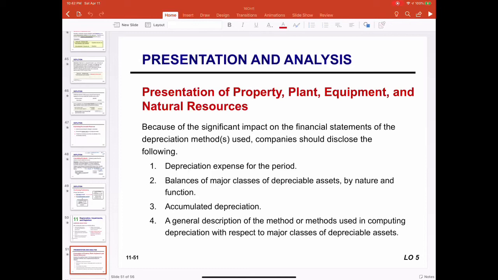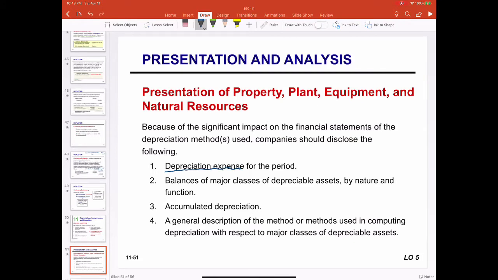In this part, I'm introducing the presentation of PPE. Usually, PPE is one of the largest assets of firms, so it has great impacts on the firm's financial position and income statement because of depreciation expense. So the firm should disclose their depreciation expense in the note.